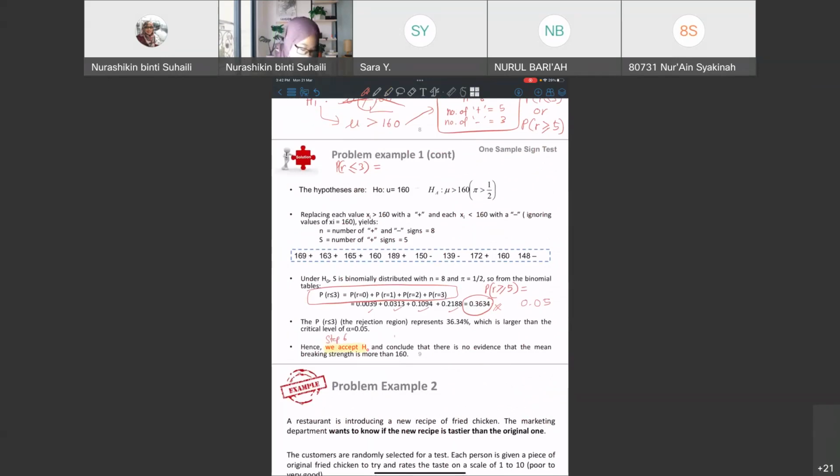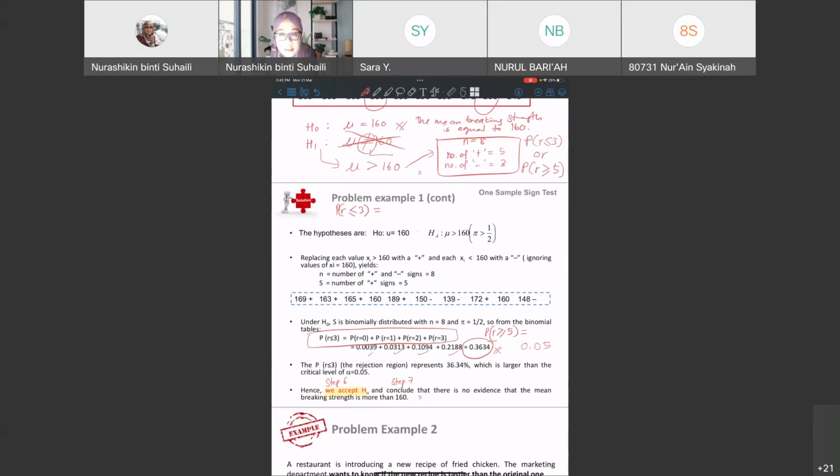Okay, and step number 7. So how you want to make a conclusion, you refer back to your hypothesis. Okay, accept null hypothesis. What is the null hypothesis? The null hypothesis says that the mean breaking strength is equal to 160, or you can put it in a way that there is no evidence that the mean breaking strength is more than 160, which is actually the same. Faham tak? Kalau you nak letak make it simple, also can lah. The mean equal to 160. Okay, so that is the conclusion.